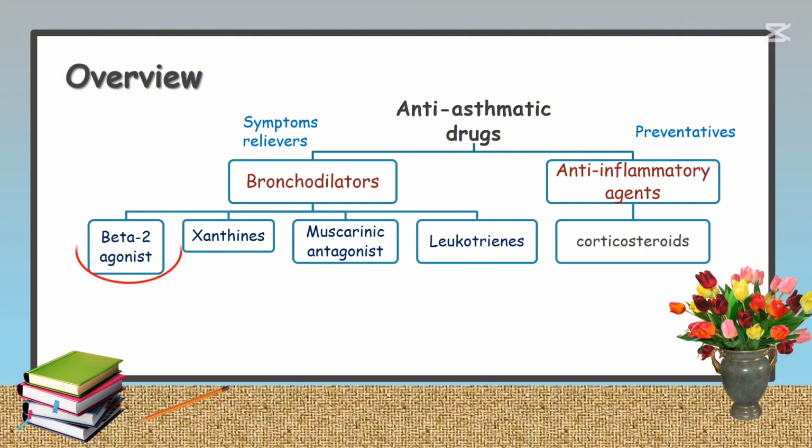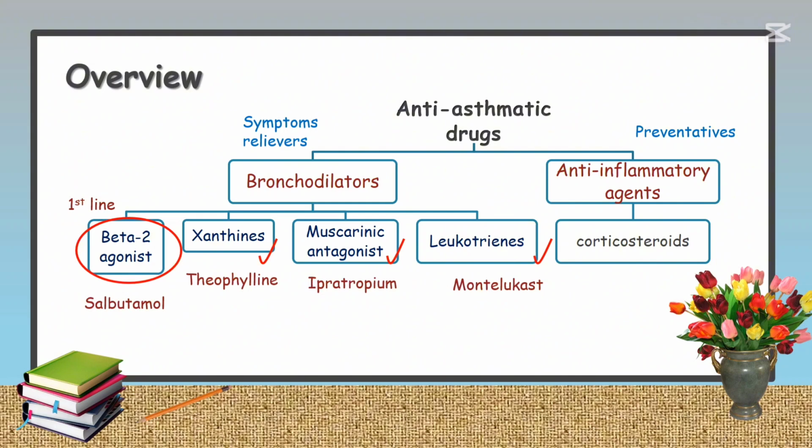The main drugs used as bronchodilators are beta-2 adrenoreceptor agonists, as first-line drugs. Others include xanthine, leukotriene receptor antagonist, and muscarinic receptor antagonist. An example of a beta-2 agonist is salbutamol. Theophylline is an example of a xanthine drug. Ipratropium is a muscarinic antagonist, and montelukast is a leukotriene antagonist.